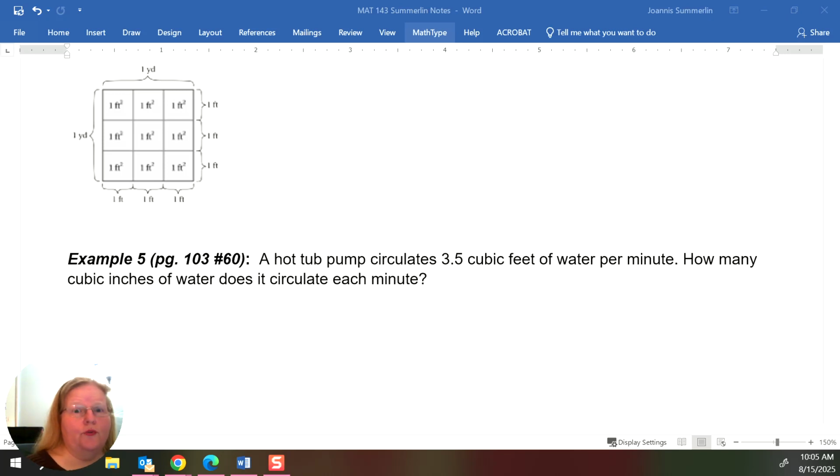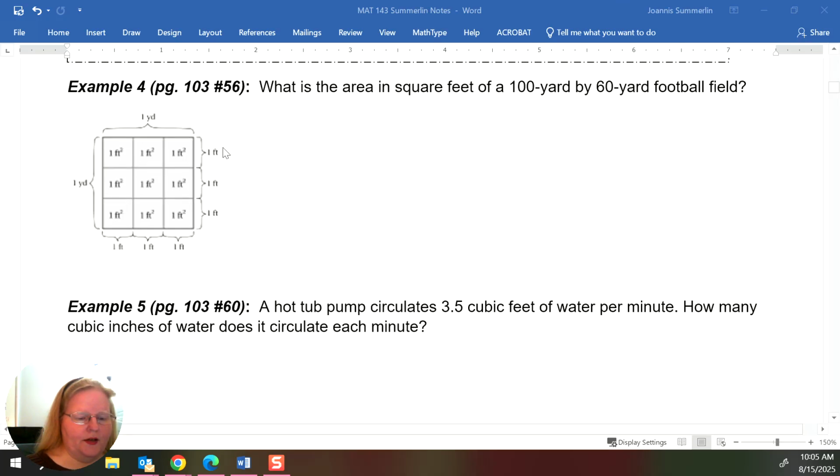On to example 4. For example 4, they gave us this lovely little picture where they show us that 1 foot looks like this. This is 1 foot length. That's 1 foot length, that's 1 foot length, and that's 1 foot length, making this whole area 1 square foot. While this is 1 foot, and that is 1 foot, and that is 1 foot, making this whole length right here 1 yard.